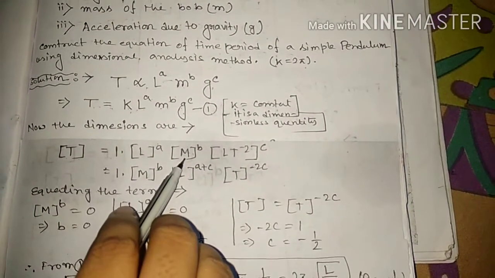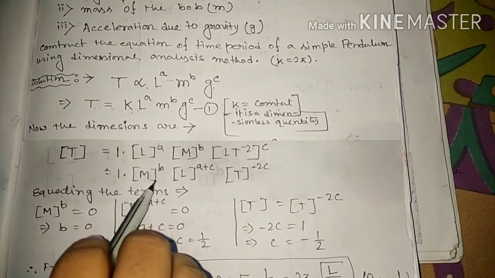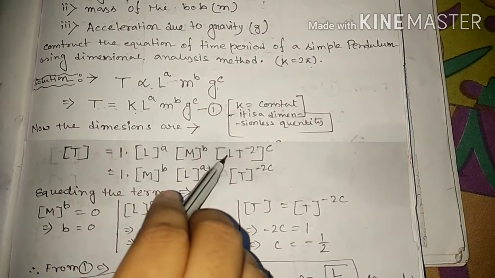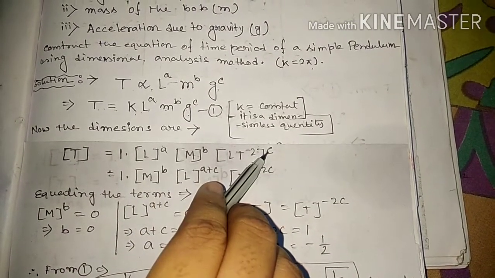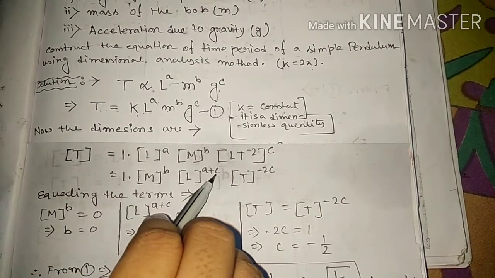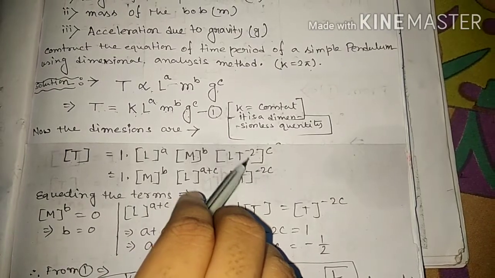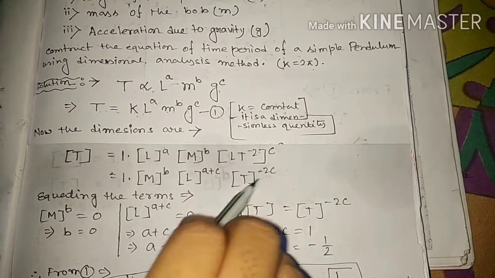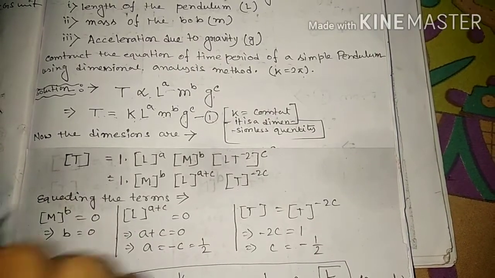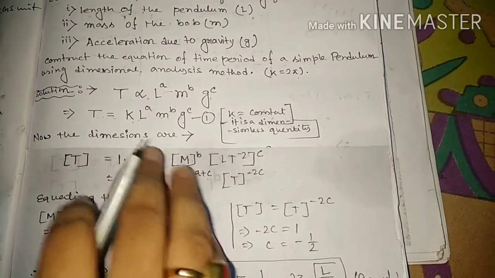Okay, the m term is there, so only 1 into m to the power b. Now here 2 L terms are there, L to the power a and another one L to the power c. So what is the total power? L to the power a plus c. And for t, only one term is there, t to the power minus 2c, and on this side only t is there. Now we equate both sides.